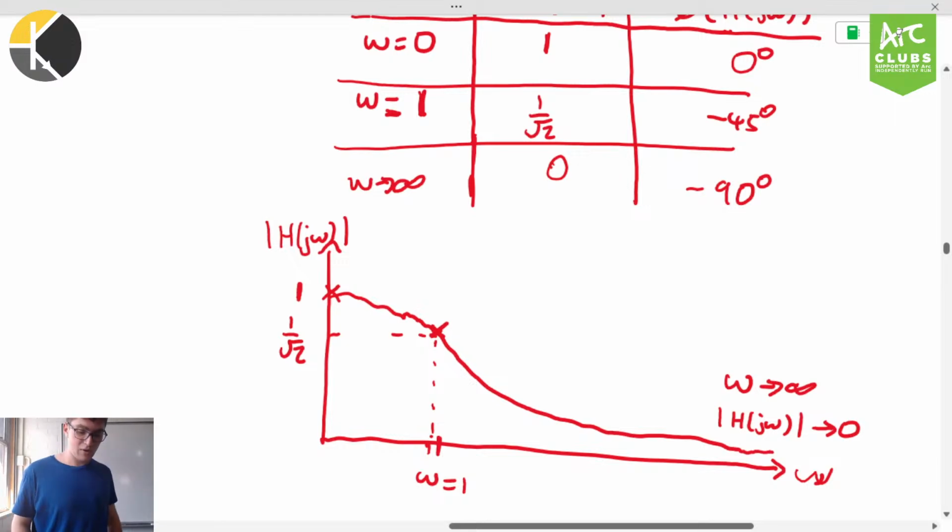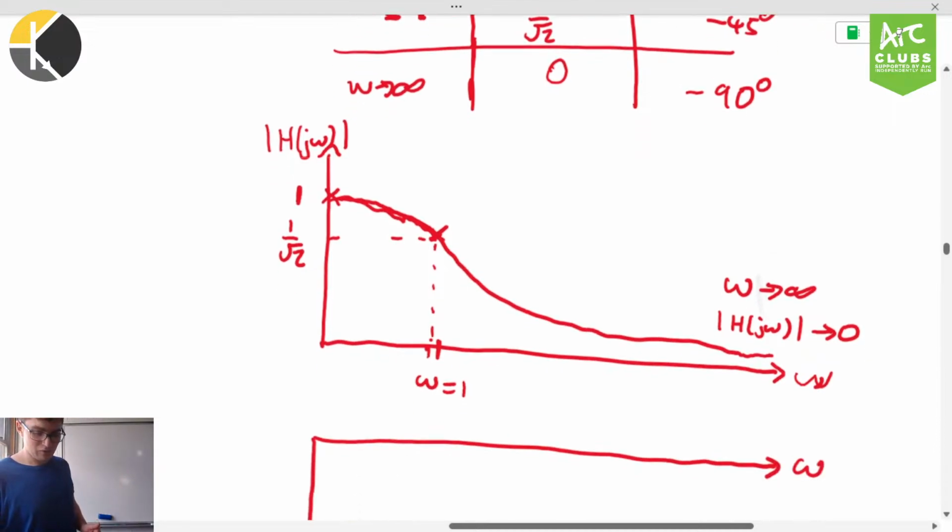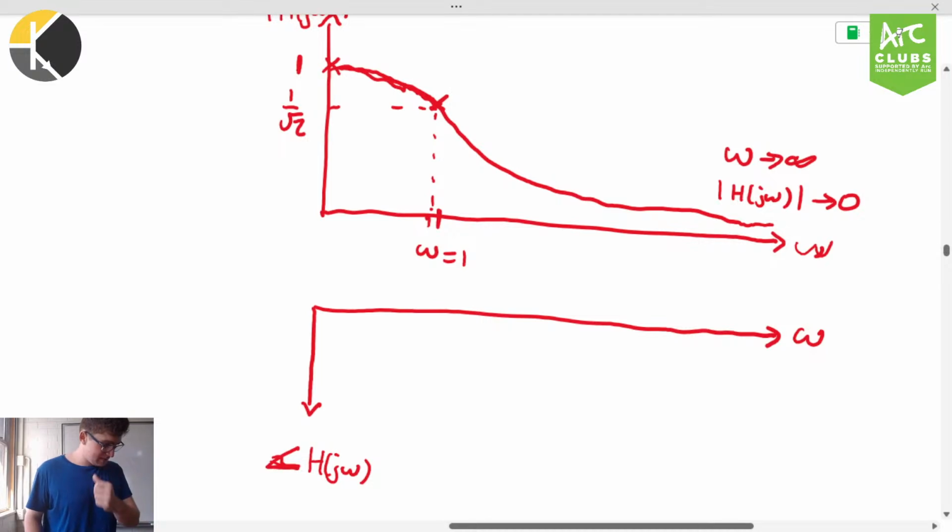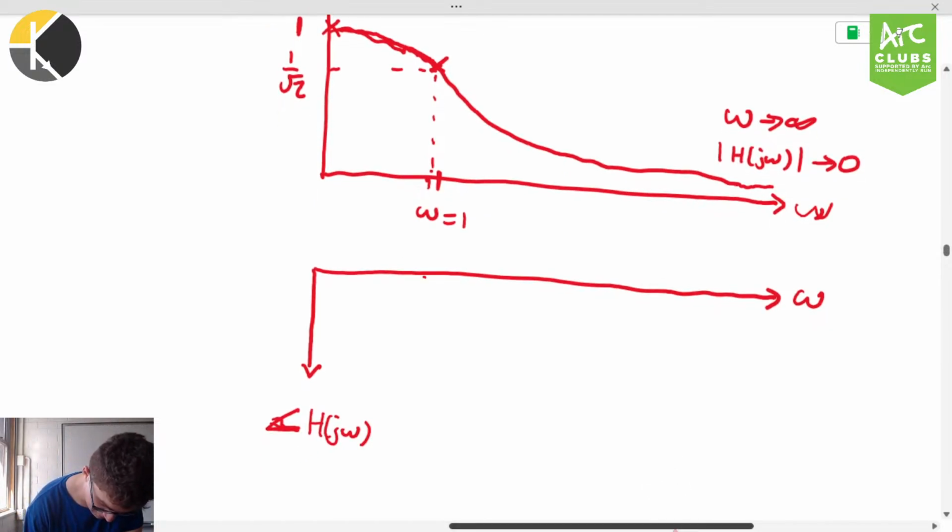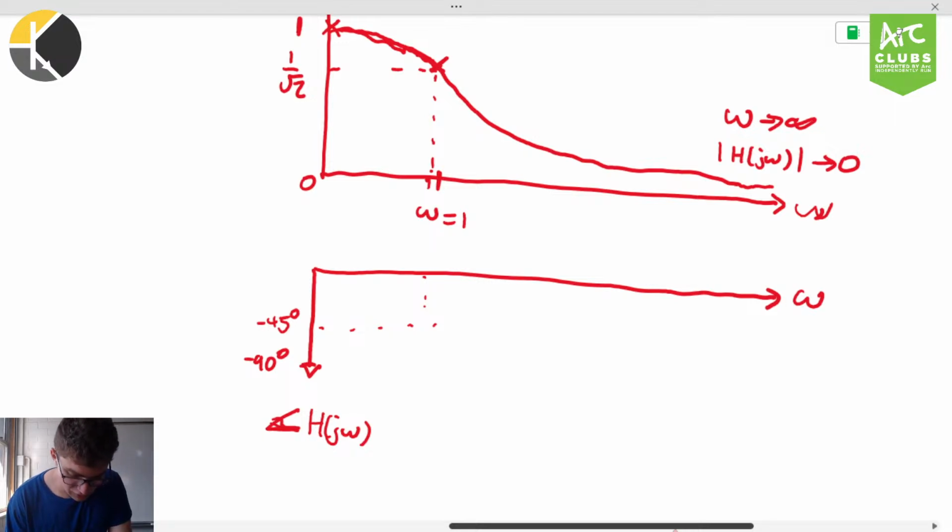Okay? Everyone good with that? You'd make it look a bit neater than me, and you'd use pencil so you can rub it out. That's pretty good. We'll do the other plot very quickly. We'll do our omega equals 1 point, and it will be minus 45 degrees. So we'll write our points here, minus 45 degrees. Make sure to draw your points. You're leaving marks on the table if you don't do this.